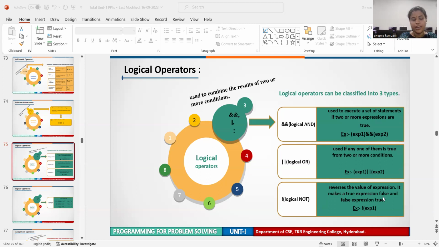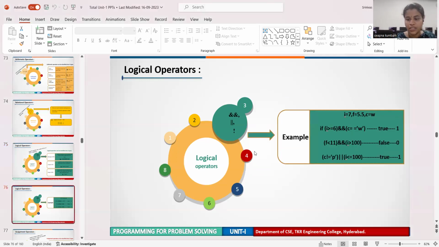So we have three logical operators: logical AND, OR, and NOT. Logical AND is meant for when two conditions are true, then only the complete expression will become true and it will enter into the loops. Next, if it is the OR operator, what happens? If any one of the expressions is true, the complete condition will become true. If both are false, then only it will become false. That is logical OR. Not means plus will become minus, that is, true will become false, false will become true. These are the three types of operators we have seen.